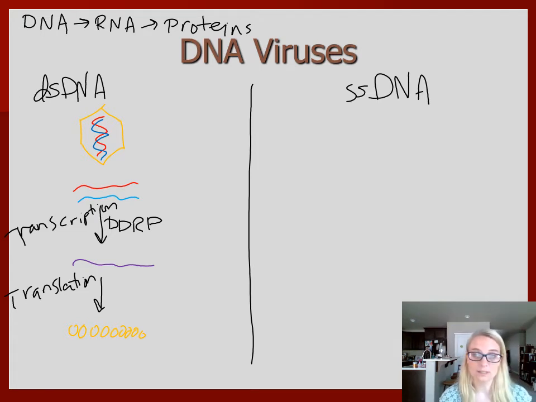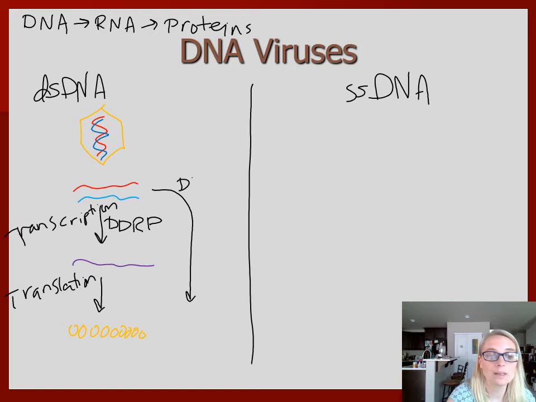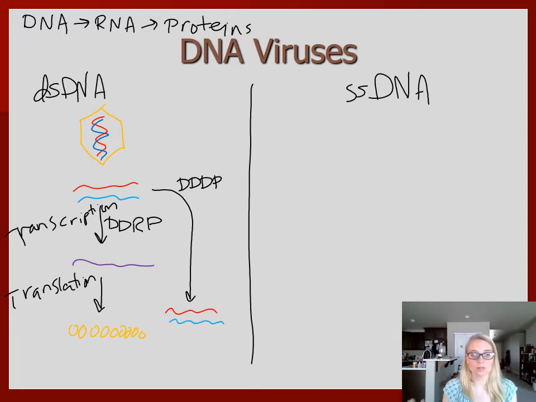So what's the template for when we make our DNA? Our DNA. So we are going to use host DNA-dependent DNA polymerase to make more DNA. So we're just replicating the DNA. So these two things are going to come together.